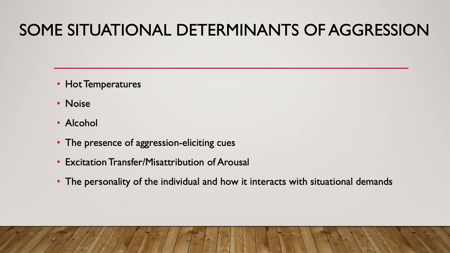Now, it turns out in very small quantities, just a little bit of alcohol, people actually become a little less aggressive. But when you go beyond that minimum amount, higher levels of alcohol consumption do tend to be related to more aggressive behavior. One kind of fun study actually indicated that the type of alcohol people are drinking may have an effect. They identified something they called the terrible Ivan effect, where people who were drinking vodka behaved more aggressively than people who were drinking some other kind of alcohol.